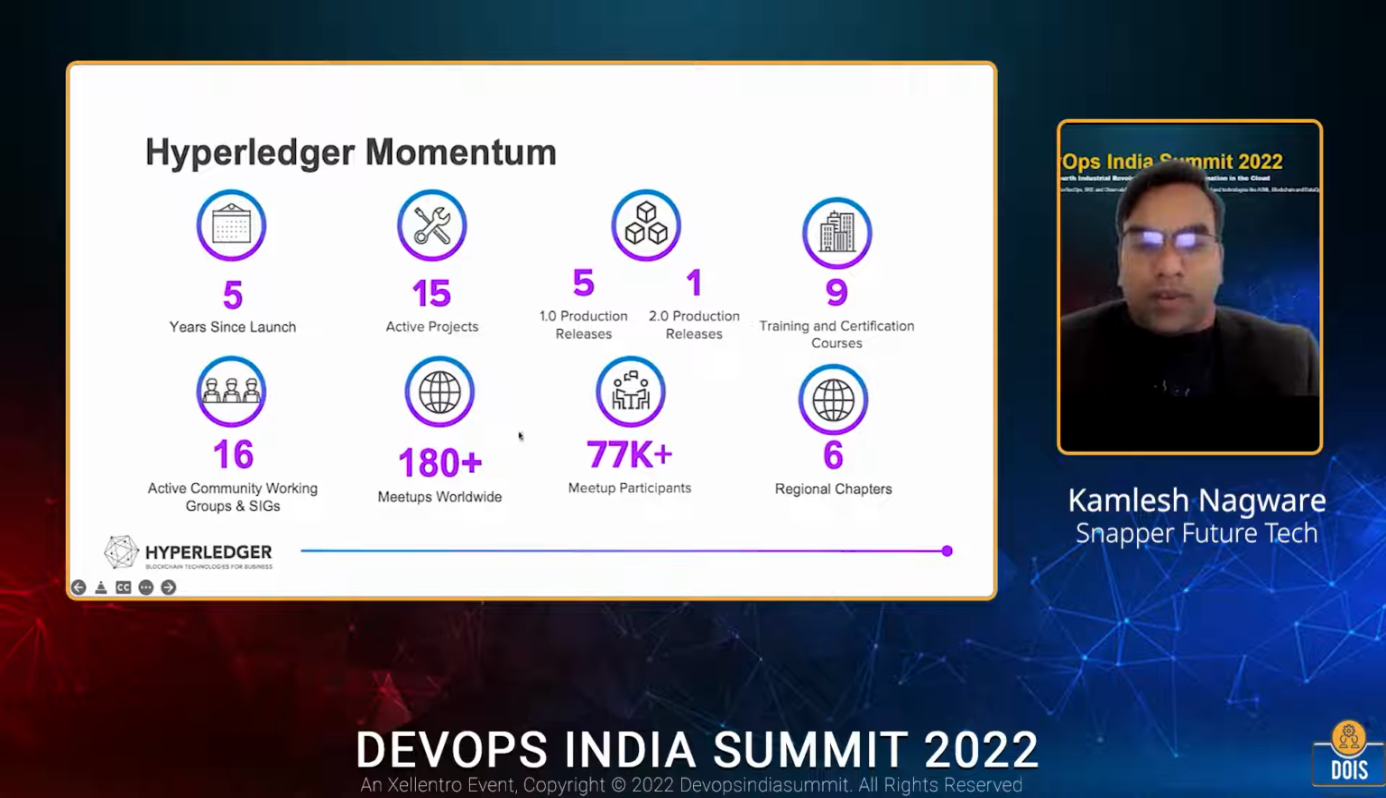There are 180 plus meetups worldwide and 80,000 plus meetup participants. The community is growing and supports different regional chapters. There are 6 plus regional chapters, and India is one of them. The target of a regional chapter is to support Hyperledger adoption and education about the Hyperledger projects across the community and across the region. There are Hyperledger India, Hyperledger Australia, Hyperledger Brazil, a few of the regional chapters, and I represent Hyperledger India and lead the Hyperledger India chapter.